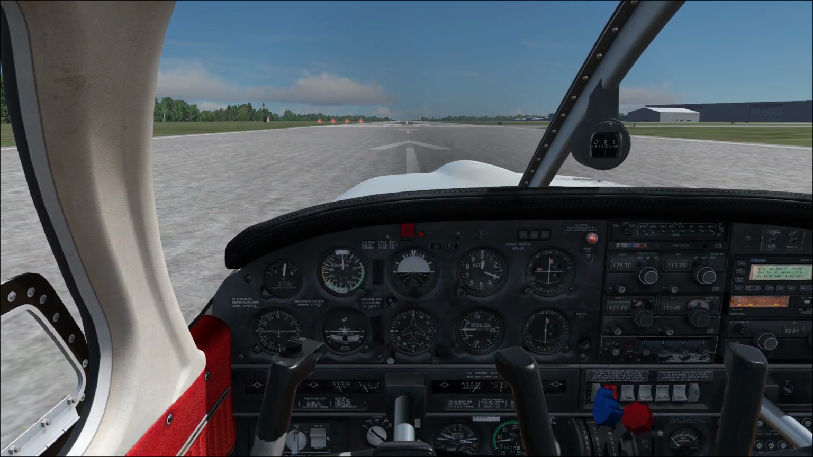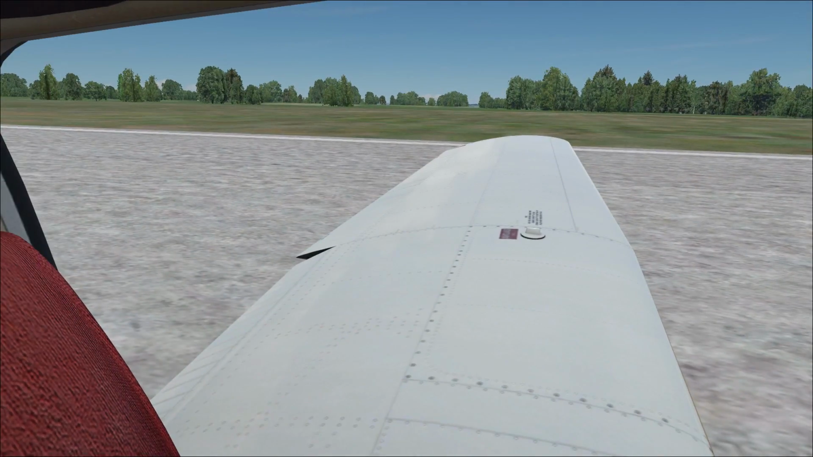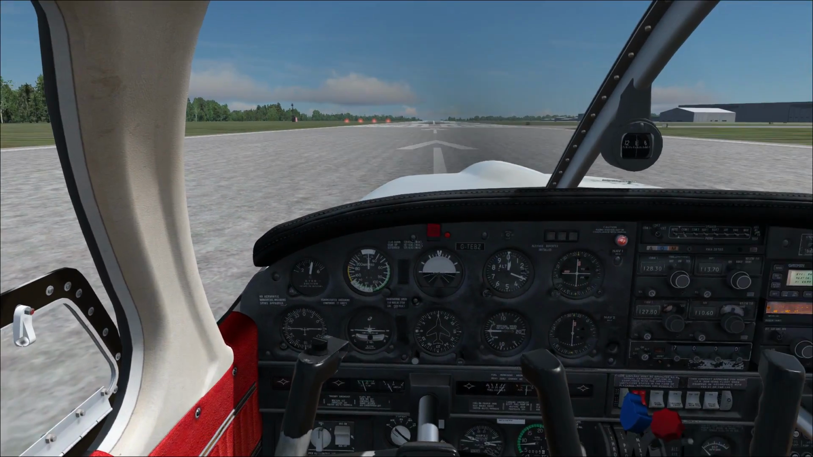Okay, 1 stage of flaps down for me. I think that was, hang on a second. Yeah, that's 1 stage of flaps down for me. Just need to check. Look out the window. There we go. They are there. That's good.